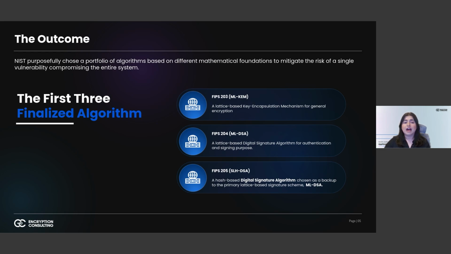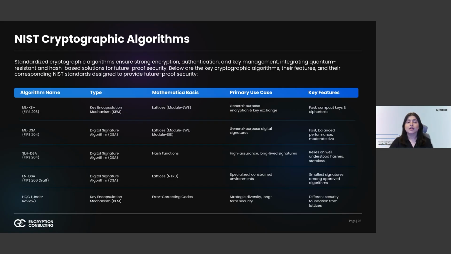And finally, we have FIPS 205, which standardizes SLH-DSA. This is a hash-based digital signature algorithm. Unlike the other two, it's based on a completely different kind of math. This shows it as a powerful backup, providing a crucial second line of defense if a weakness is ever found in lattice-based signatures. To bring all of this together, let's take a quick look at the portfolio of algorithms that NIST has developed and standardized.